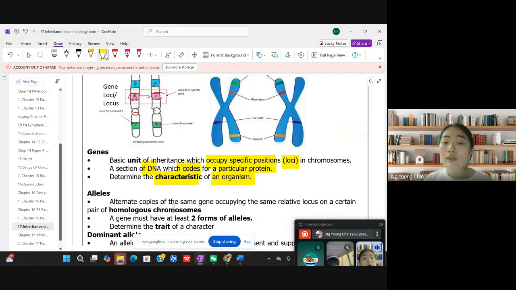Because not all regions on the DNA strand, okay, can be expressed to become proteins, you know. Only some parts can undergo transcription and translation, and then become proteins. So the regions of DNA that can undergo translation to become proteins are known as genes.